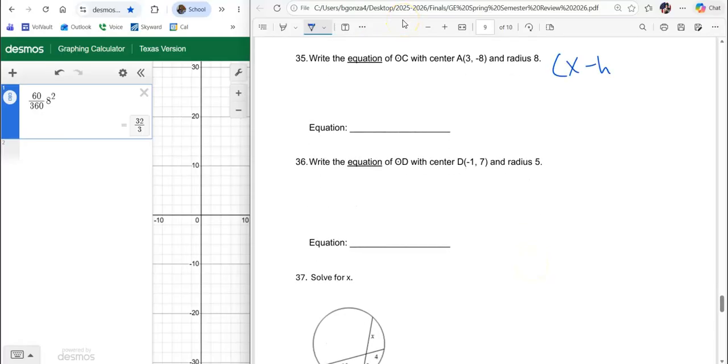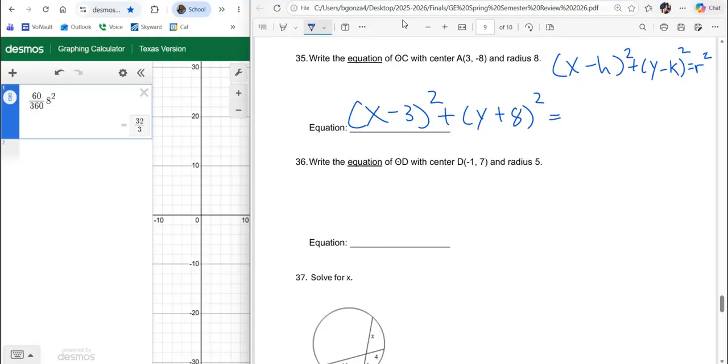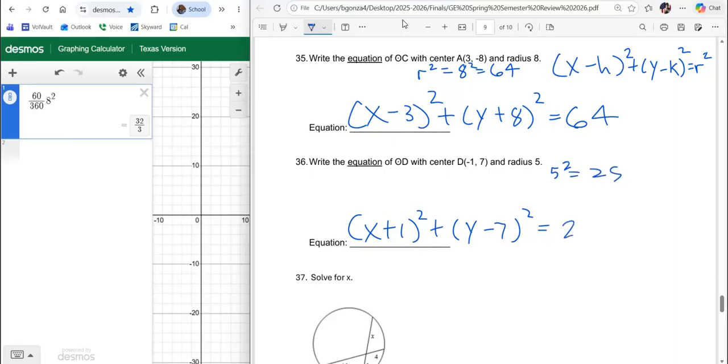All right, remember it's x minus h squared plus y minus k squared equals r squared. So x, insiders lie. And then 8 squared is 64. Same thing here. X, opposite of minus is plus 1. Opposite of positive is minus 7. And the radius is 5 squared, which equals 25.